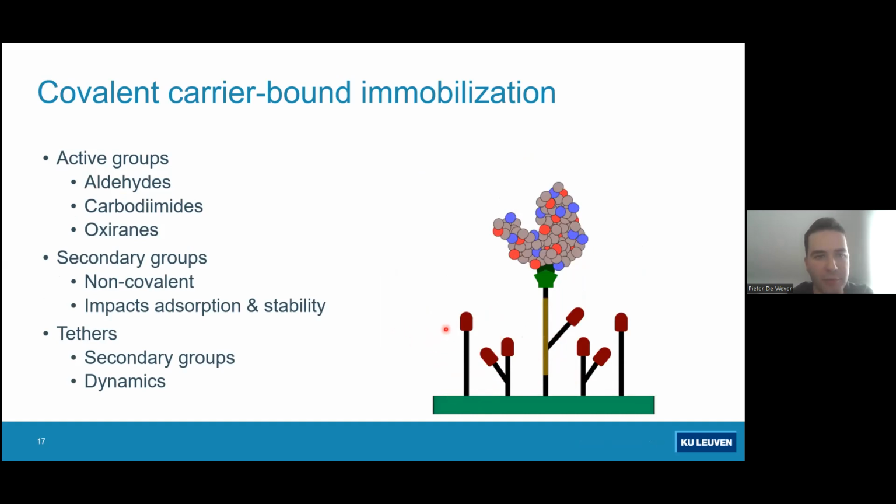There are secondary groups which are interacting with the protein through non-covalent interactions. They have a very important role during the initial adsorption, in which case they can even steer the orientation of enzymes towards a particular direction. But they also have a large impact on the stability of the enzymes. Last are the tethers, which also have this secondary group as a functionality, but they also play an important role in the dynamics of the protein. For example, if you have a very long tether, it leads to increased flexibility compared to multi-covalent attachment with a lot of very short tethers.